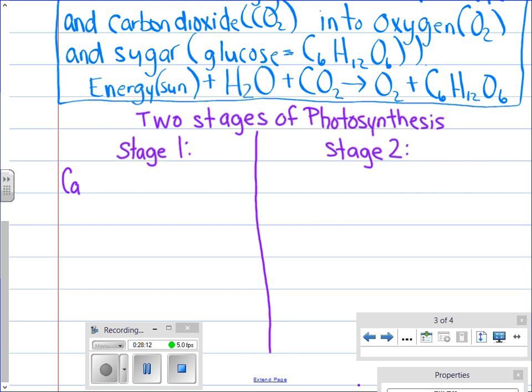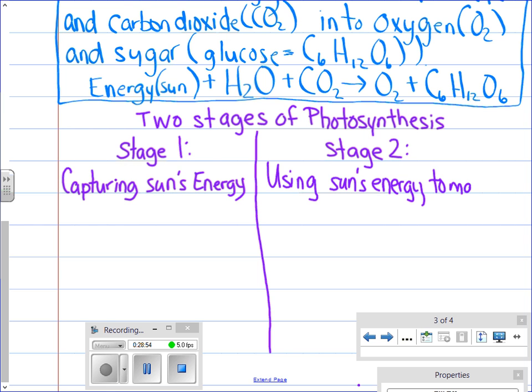One stage is capturing sun's energy. Is that direct or indirect if they're capturing sun's energy? Direct. The other stage is using sun's energy to make food.